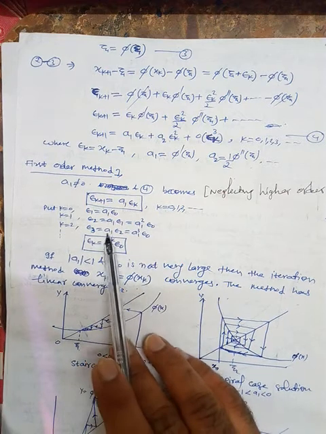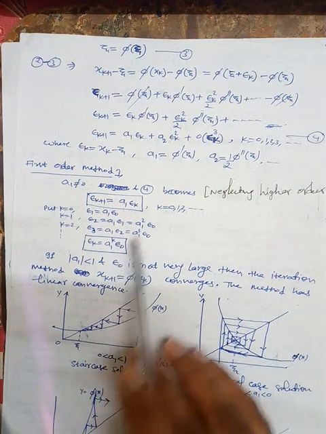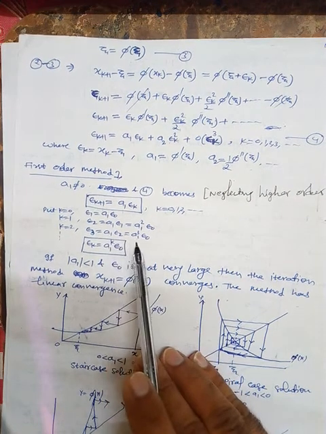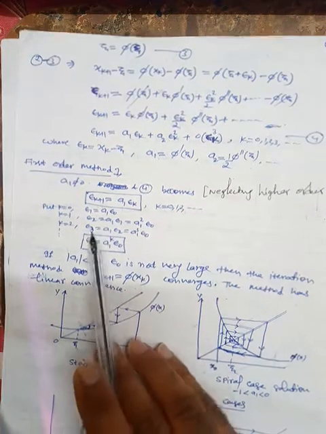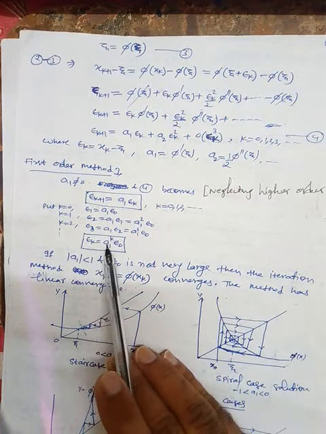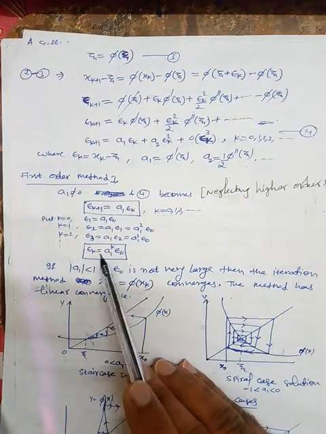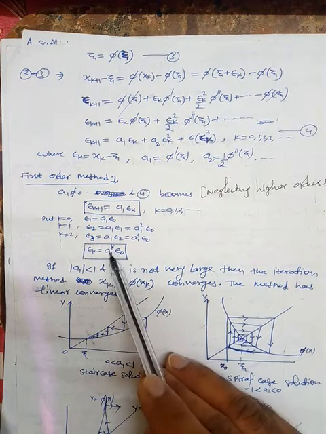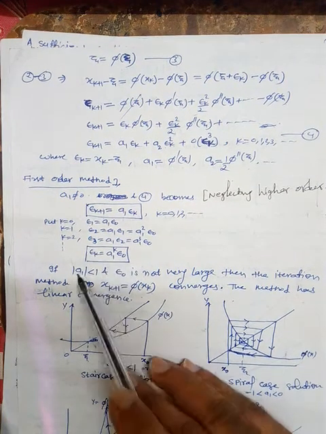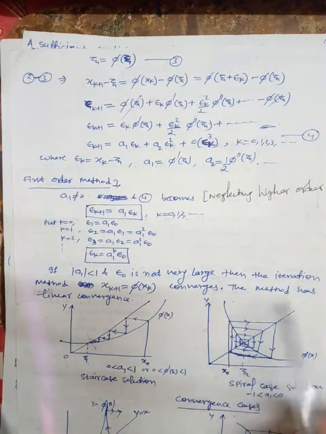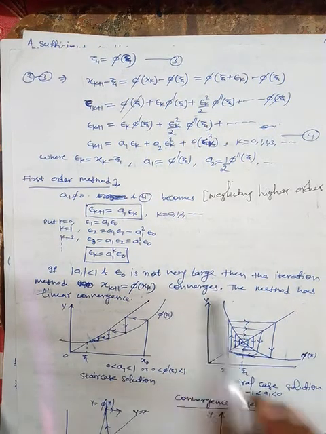Similarly epsilon 3 will be a1 epsilon 2, but epsilon 2 is a1 whole square epsilon naught, so substitute it here, so what we will have, a1 cube epsilon naught. So in general epsilon k is a1 raised to the power k epsilon naught. Okay, so when the magnitude of a1 is less than 1 and epsilon naught is not very large, then the iteration method converges.